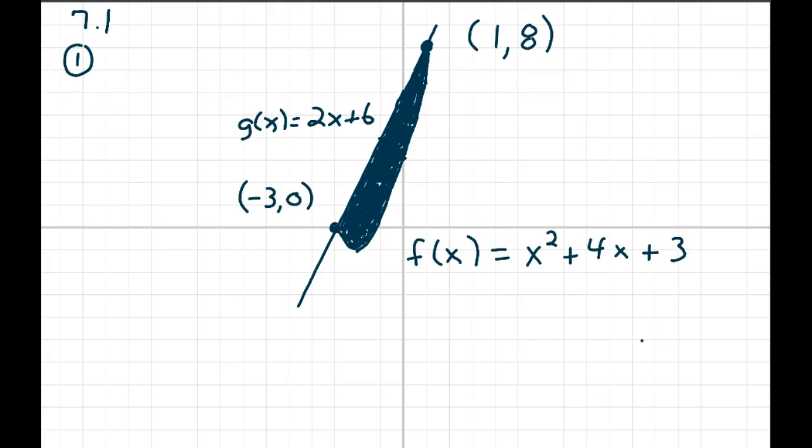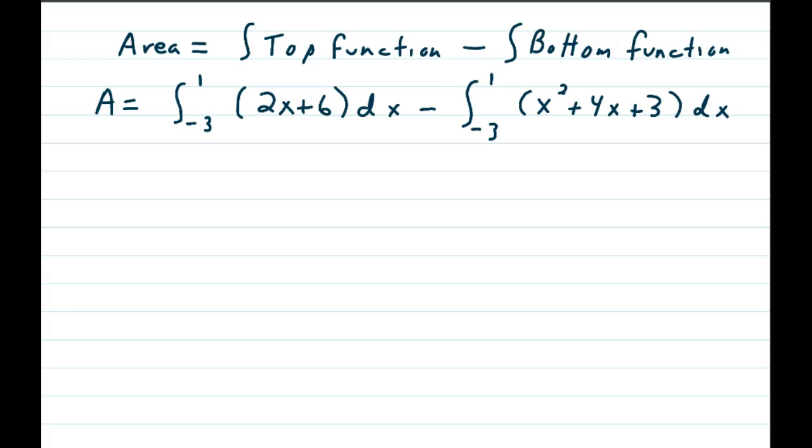Secondly, if the limits of integration are not given, we'll have to solve the equations for the intersection points. Now you can do that on your calculator or by hand. And in this case, we get the intersection points of (-3, 0) and (1, 8). And again, we find out that the line is the higher function. So area is the integral of the top function minus the integral of the bottom function.